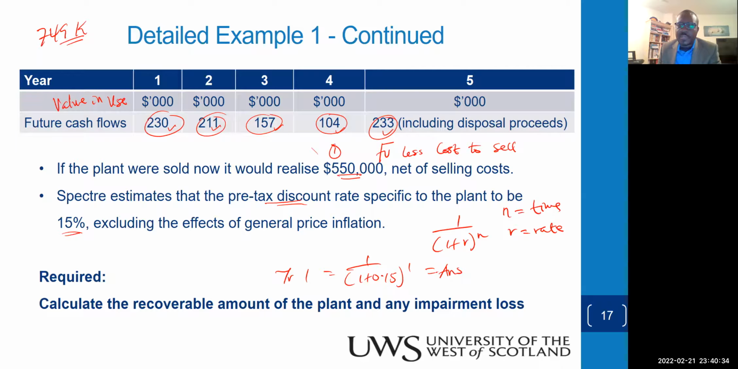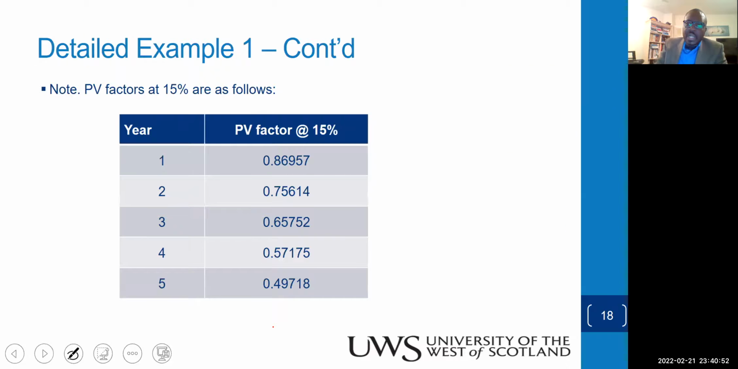Do the same thing for year 2, year 3, year 4. Year 5, for example, will simply be 1 over 1 plus 0.15 to the power 5. If you are given this in the question, easily use them. If not, you can calculate to cross-check. So that's what we've done.